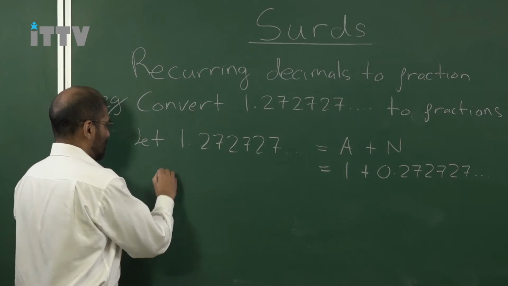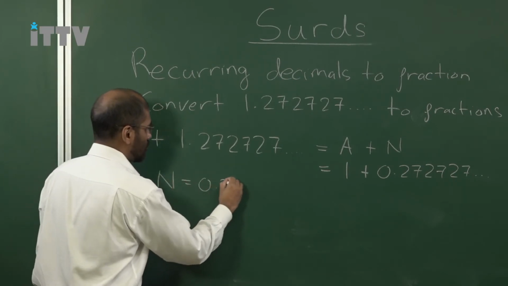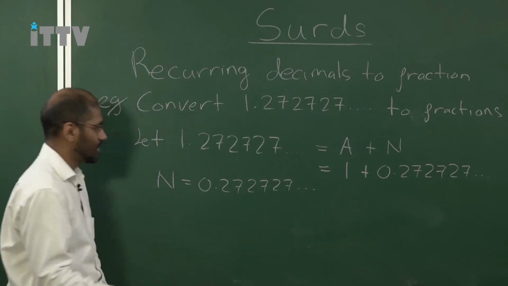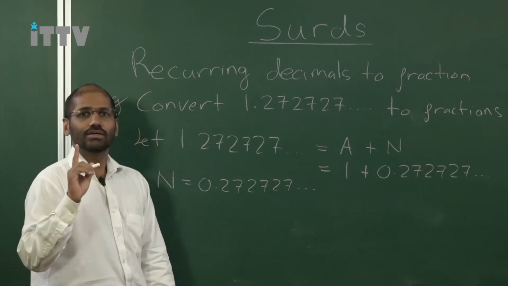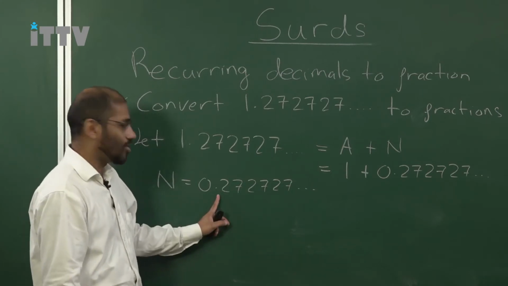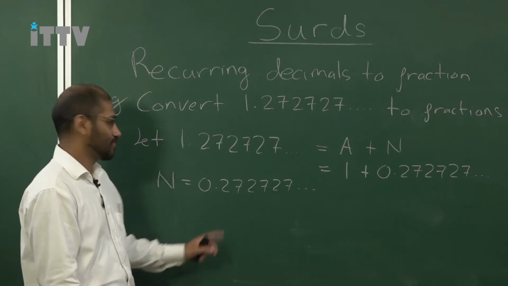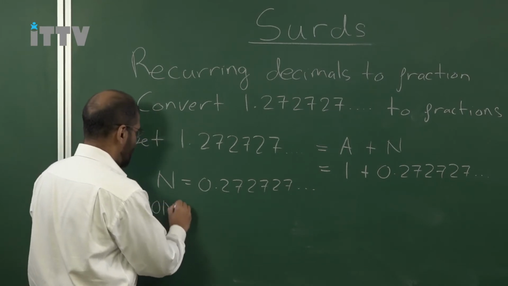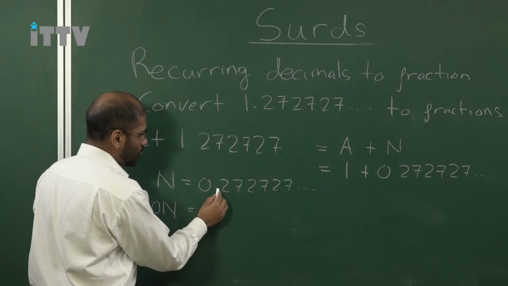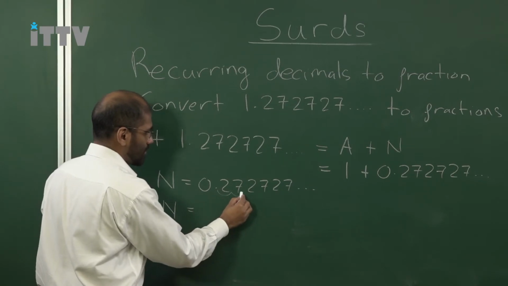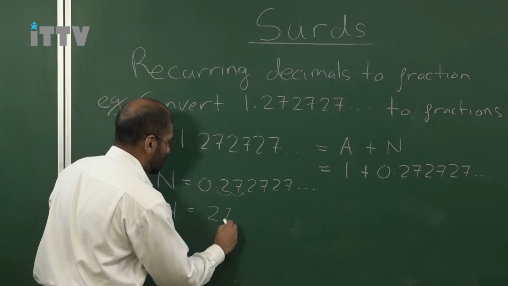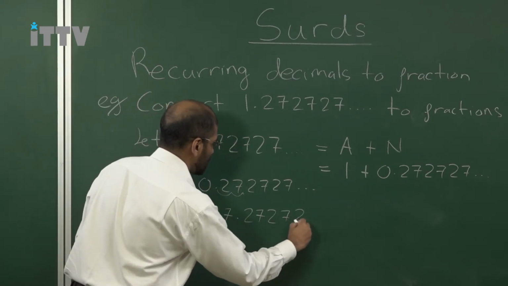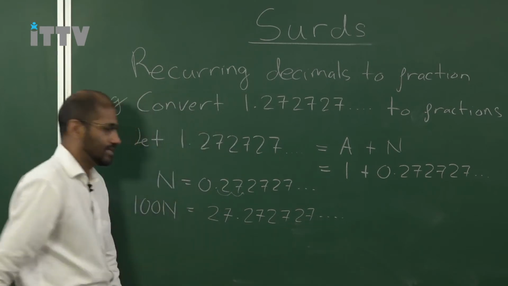Hence, we have n equals 0.272727 recurring, and I want to get the first round number from the recurring decimal over here. So I need to multiply this by 100. That would move this 2 times, giving us 27.272727 recurring.